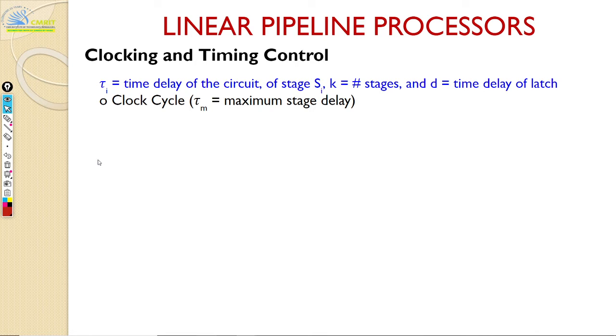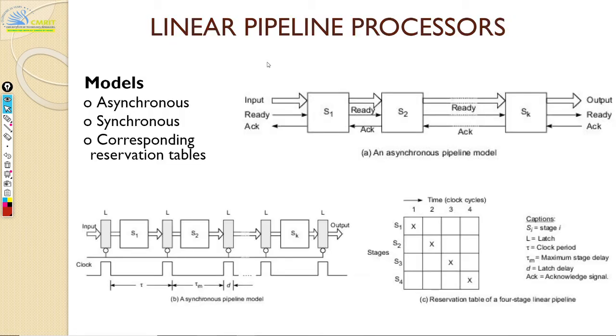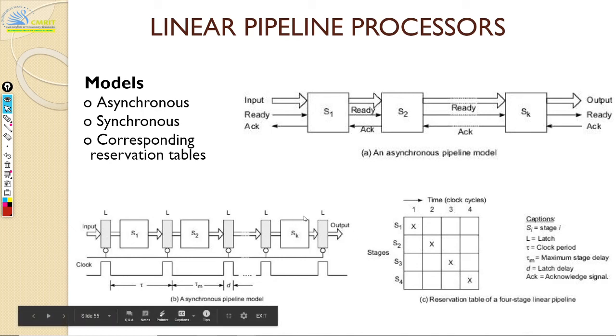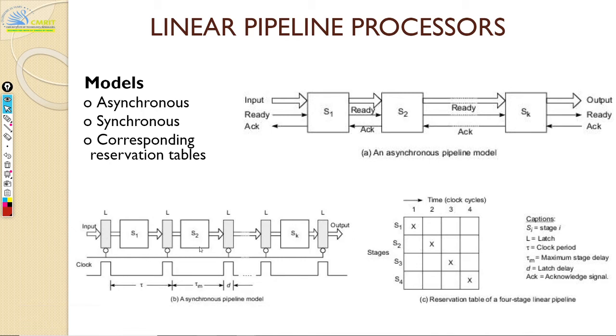Clocking and timing control. Now we are dealing with synchronous pipeline. Again, as I said, unless we are explicitly stating otherwise, we are going to stick to synchronous pipelines. And one second before going into this: why this is called linear is because of this diagonal operation. It's just a simple linear pipeline, just one single line. I just pass to the next guy, he passes to the next guy, next guy, and it's done in a linear fashion.